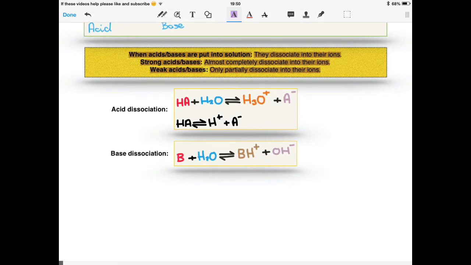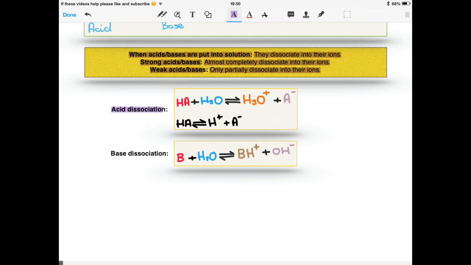For the acid dissociation, we have the acid HA plus water, which dissociate in an equilibrium reaction to form H3O+ and A-. However, if you take water from both sides, to simplify the equation, you'll get HA dissociates into H+ and A-. Normally both of these examples will be accepted in an exam if they ask you to just demonstrate the dissociation of an acid.